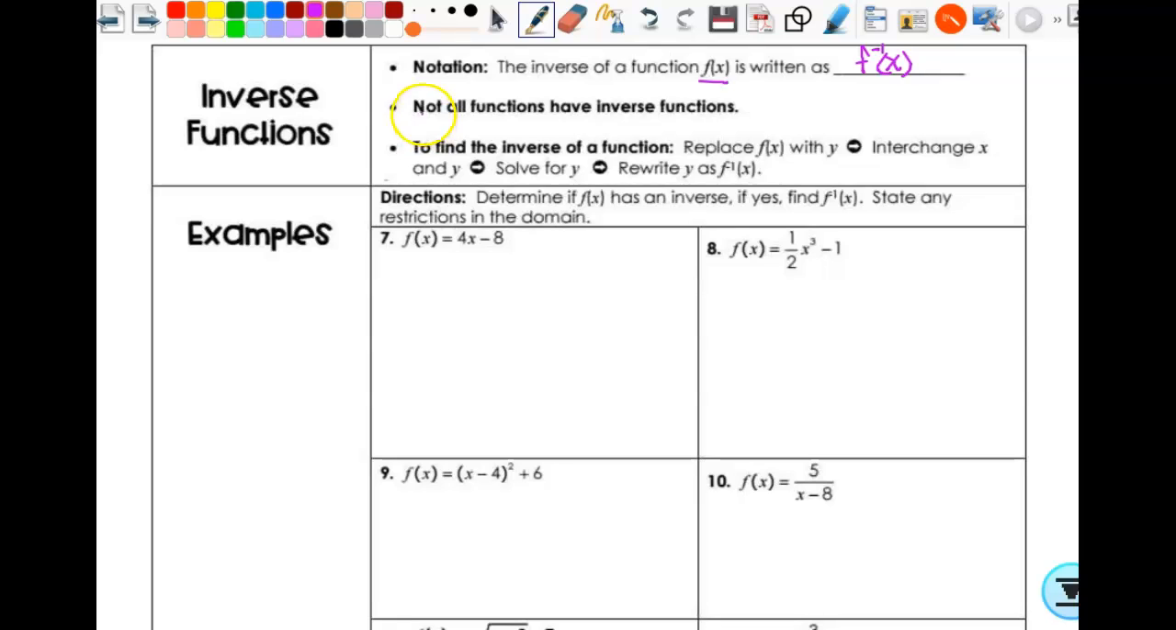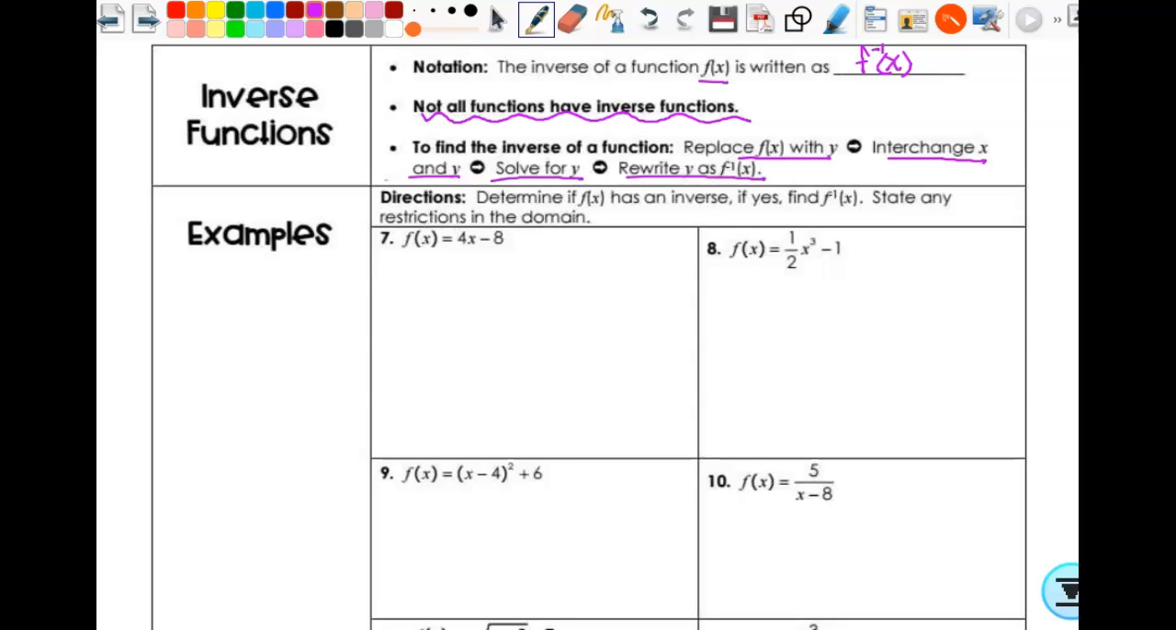Not all functions have inverse functions. I mean, we just saw that on the other side, right? So to find the inverse, here are your steps. You replace f of x with y. Interchange x and y. Solve for y. Rewrite y as f inverse of x. Okay? That's how you actually find it.